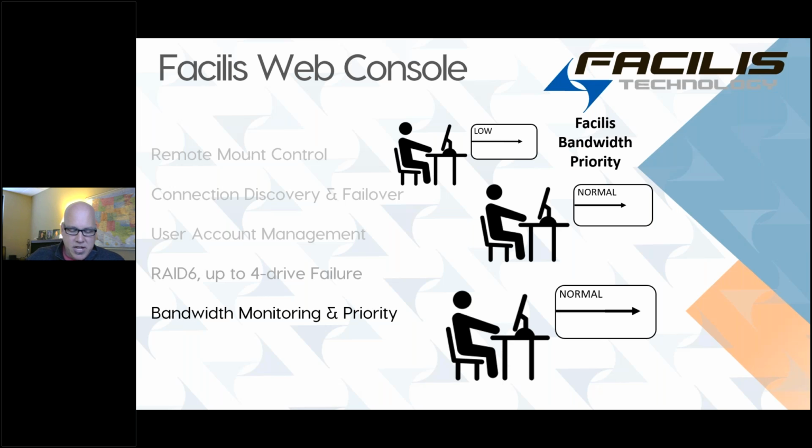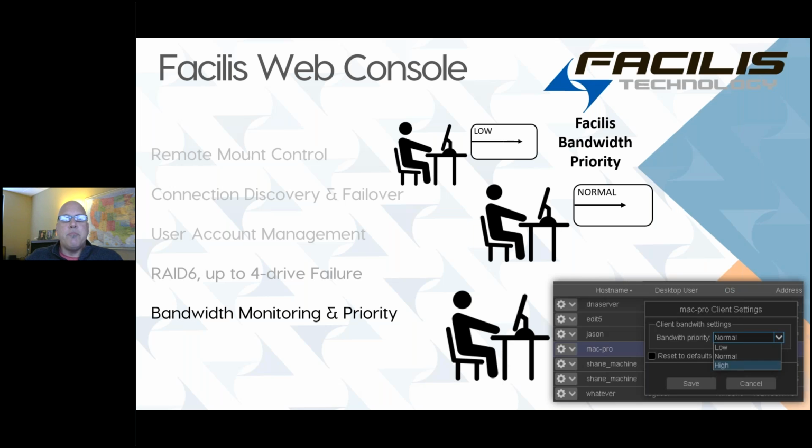So lots of different ways we can do that, but it's a very simple way to implement, because you see here in the Mac Pro client settings, I set bandwidth priority to low, normal, or high, and that takes place immediately. That priority is immediately effective on the next I/O that comes in, and it will reprioritize based on those settings. So there's nothing you have to reboot the system for, nothing you have to change cabling for, or unmount and remount the volume or anything. It just happens.